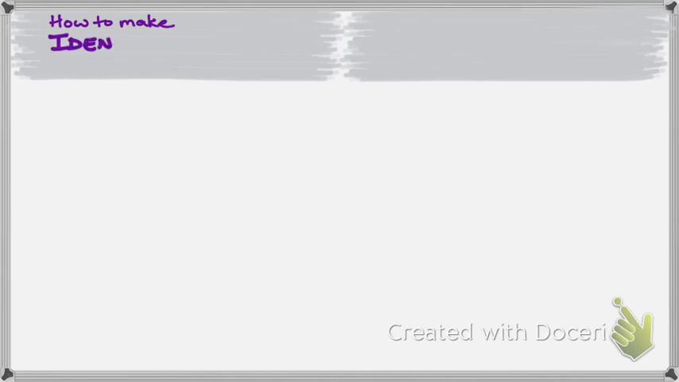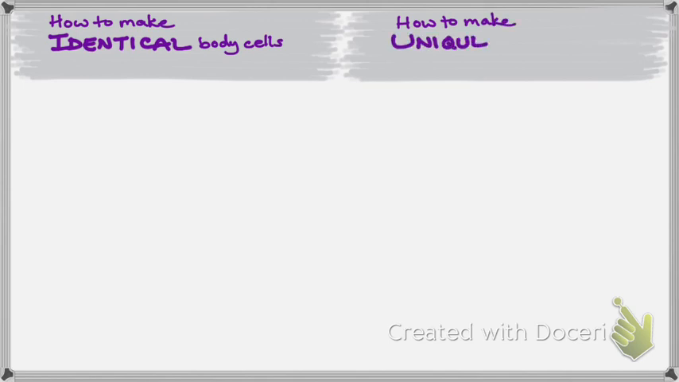Hi folks, in this video we're going to go over two different types of cell division. The first is how you replace the cells in your body that are dying, whether it's the cells of your skin or your stomach lining. And then in contrast, we're going to look at how you make gametes, known as sperm and egg. And this is going to be a completely different type of cell division.